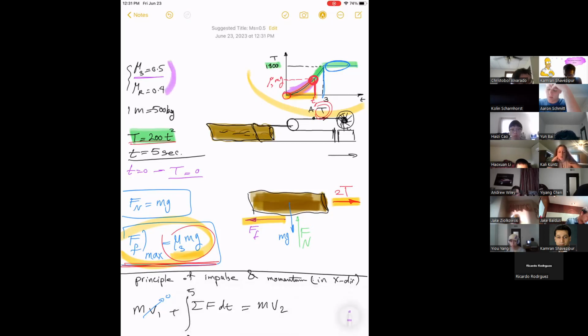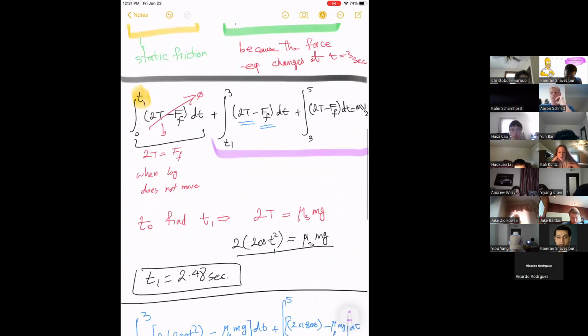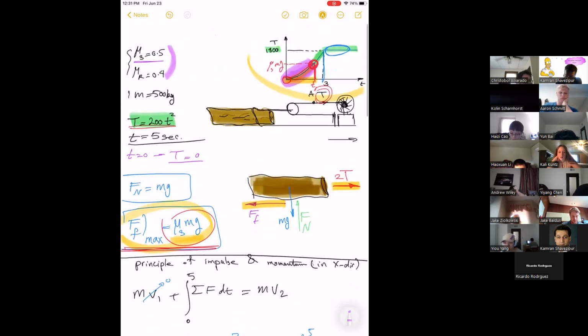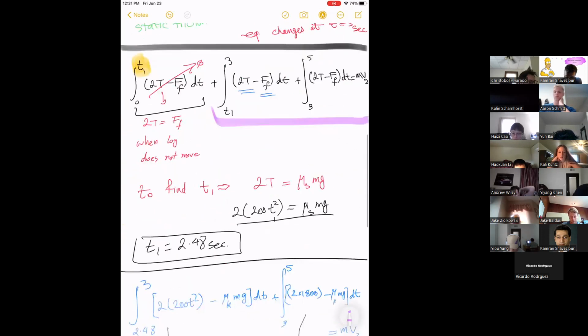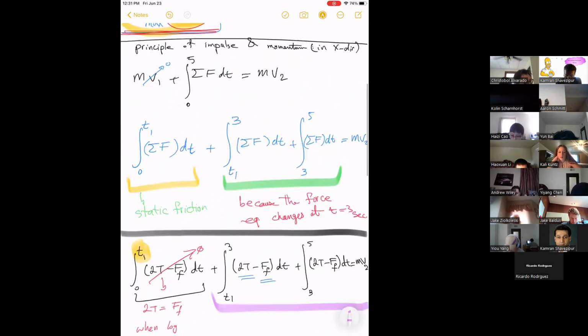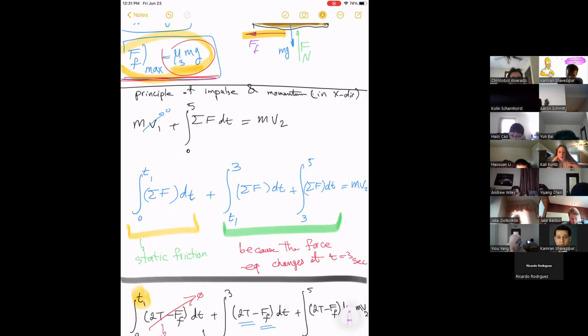So you knew that there's a part of static friction where the whole system doesn't move, right? You found out where that thing is. It actually happened at T1, and we calculated T1 a little late, but you could calculate it as the first step because that was kind of independent. Then we got the whole equation for the principle of impulse and momentum.